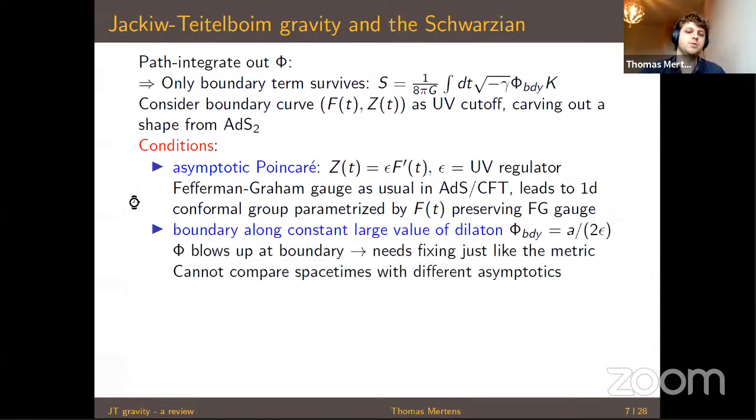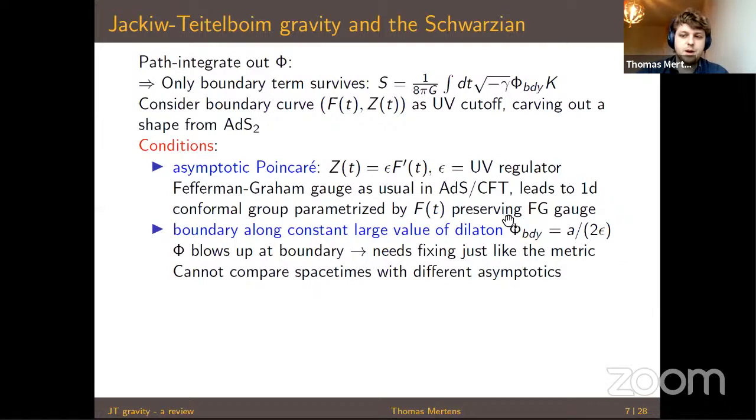Now, there is a twist to this story in this model, which is that the dilaton field, if you solve for its classical equations of motion, which I have not done here, so you have to believe me, is actually blowing up at the boundary as well, just like the metric is doing. So this needs fixing, just like the metric. The Fefferman-Graham gauge, or asymptotic Poincaré boundary conditions, was imposed for the metric. We need to do something analogous for the dilaton field. The idea behind this is that you cannot compare spacetimes that have different asymptotics. So if the dilaton field is blowing up, it needs to blow up in exactly the same fashion for all spaces that we can consistently compare to one another.